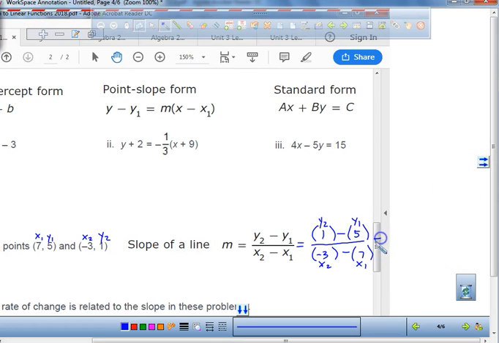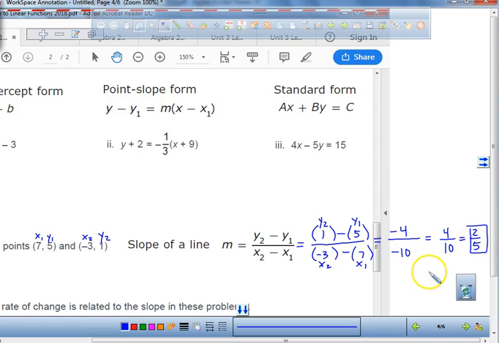Now, I'm going to do this by hand, and then I'm going to show you how to do it in the calculator. So we have 1 minus 5. 1 minus 5 is a negative 4. Negative 3 minus 7 is a negative 10. A negative divided by a negative is a positive. But 4/10 can be reduced because 4 and 10 are both divisible by what number? 2. And what's 4 divided by 2? 2. What's 10 divided by 2? 5. So the answer is 2/5. So that's by hand.